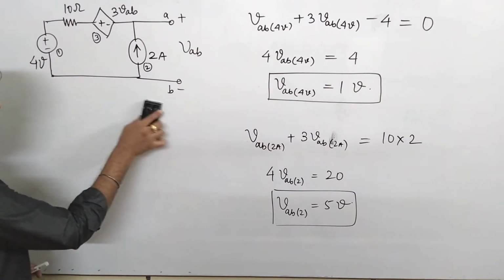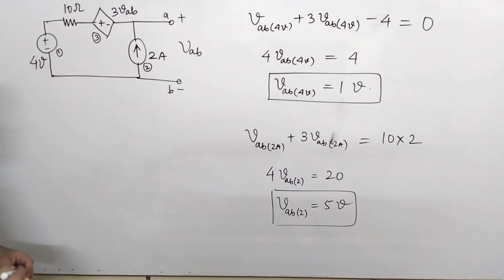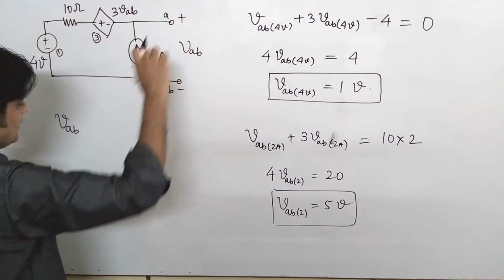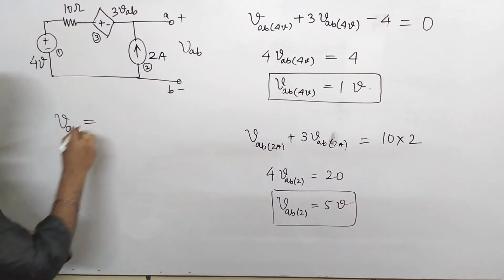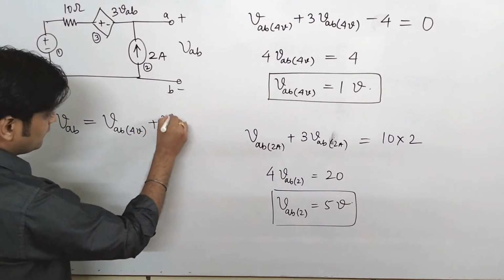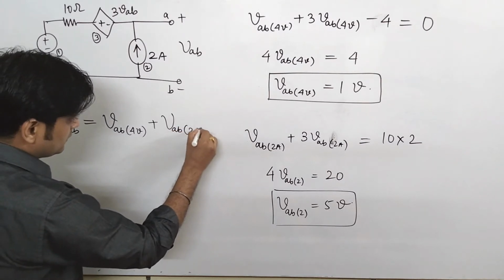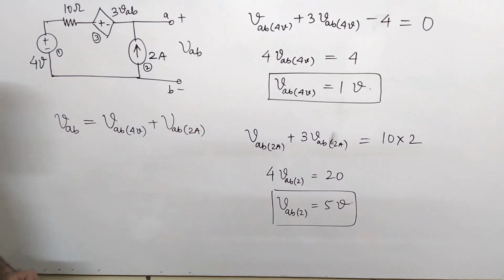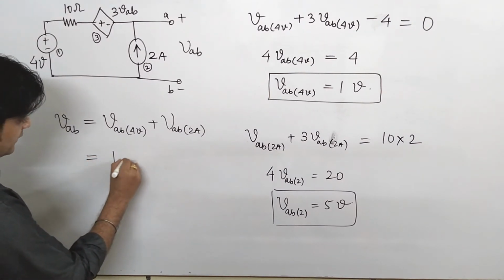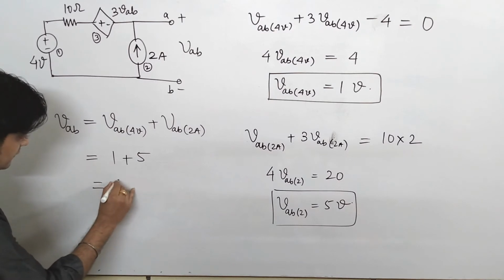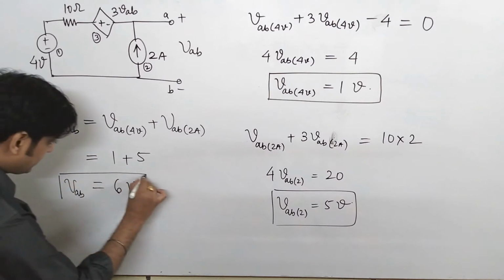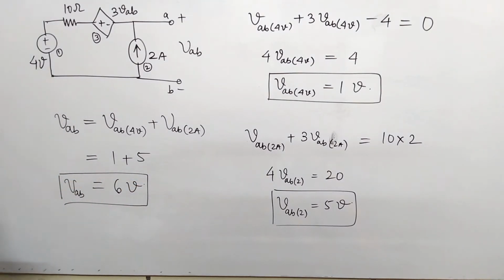Very simple. Now superposition states that the voltage VAB in a network is because of the 4 volt source plus VAB because of the 2 ampere source. Why? Because there are 2 sources. So from here you can directly write it as 1 plus 5, so that comes to be 6 volt. This is your VAB, 6 volt.